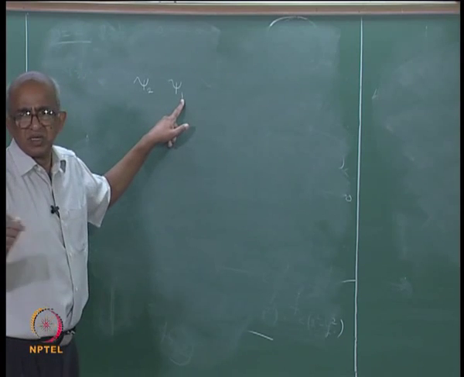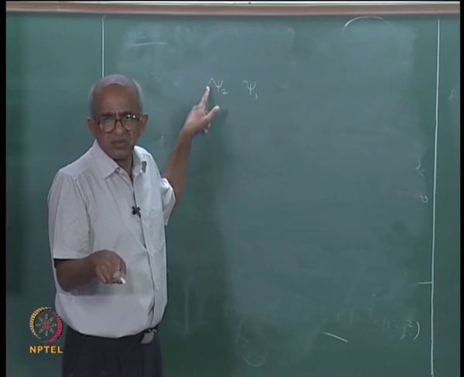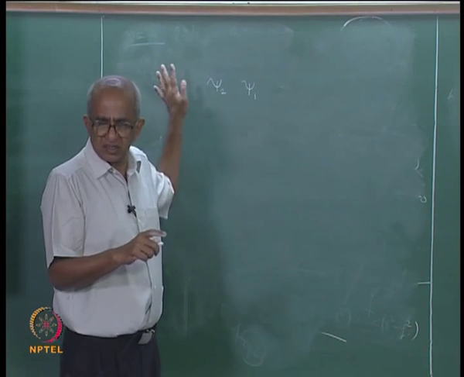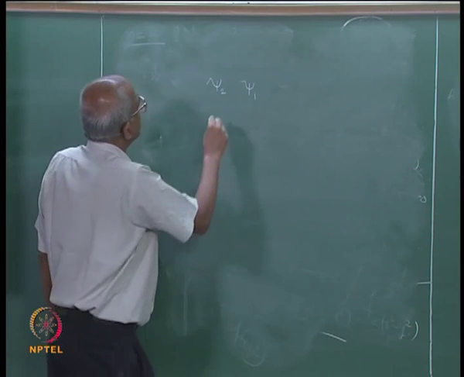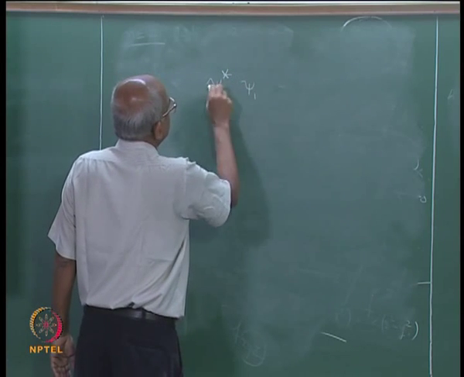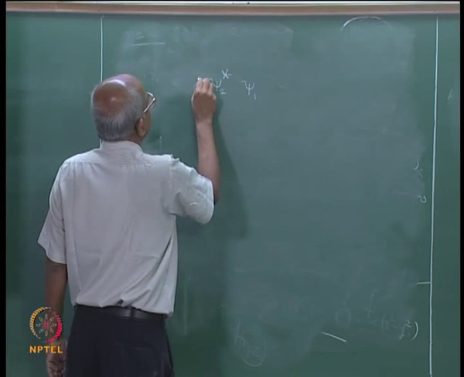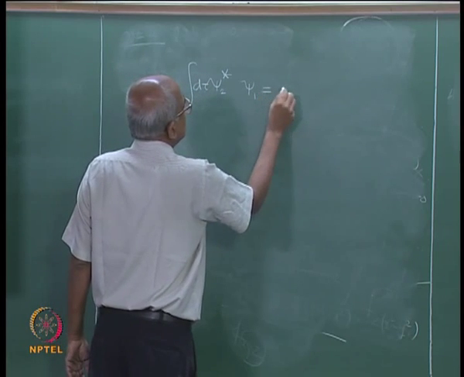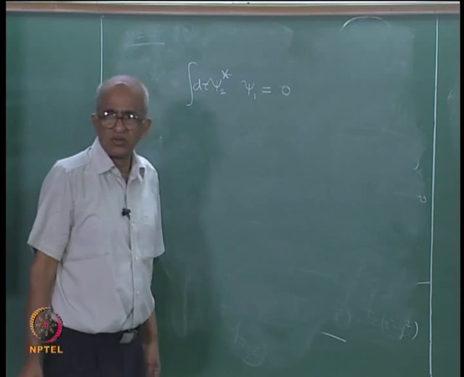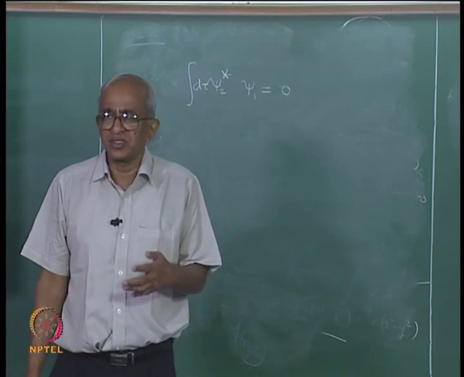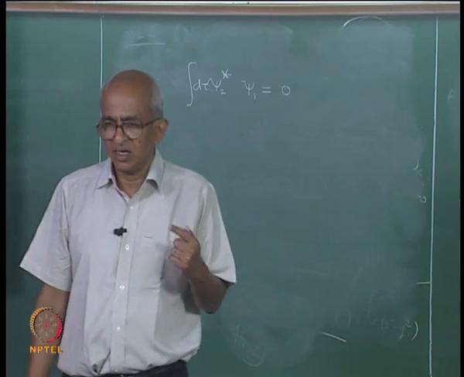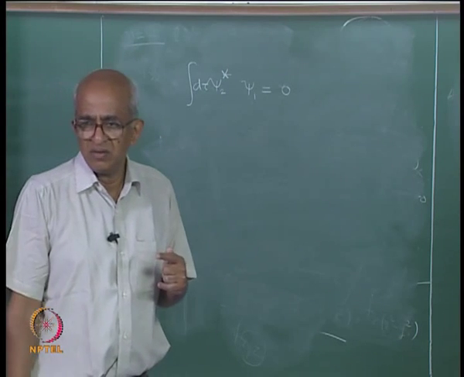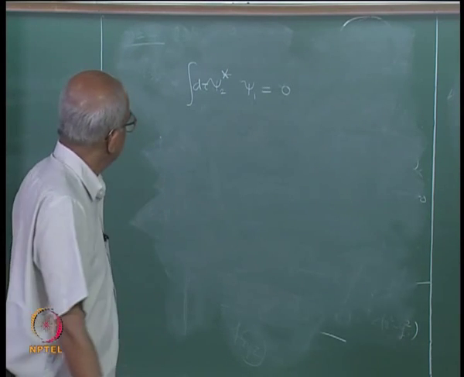For example, this may be the 1s atomic orbital, this may be the 2s, or it may be the 2p, it does not matter. Let us take another atomic orbital, multiply the two together, and by the volume element d tau, integrate over the entire space. The answer is going to be 0, and we say that these two functions are orthogonal. We have already seen this.